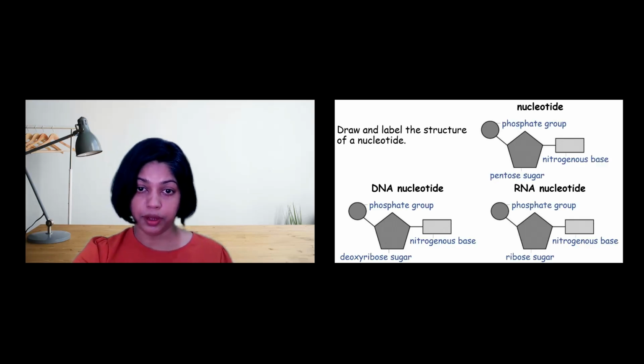For the phosphate group and nitrogenous base, label them the same regardless of the type of nucleotide. However, for the sugar, the label depends on the question. If the type of nucleotide is not specified, label the sugar as a pentose sugar. If specified as DNA nucleotide, label the sugar as deoxyribose sugar. If specified as RNA nucleotide, label the sugar as ribose sugar.